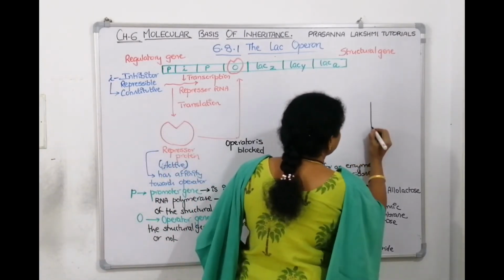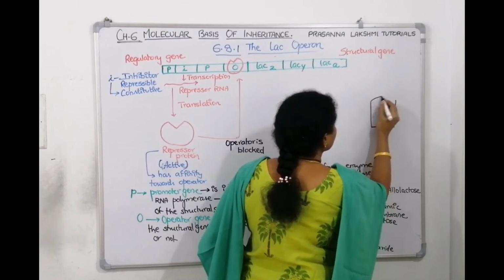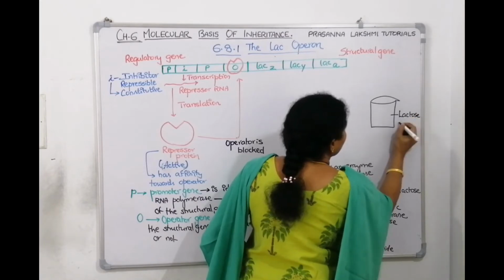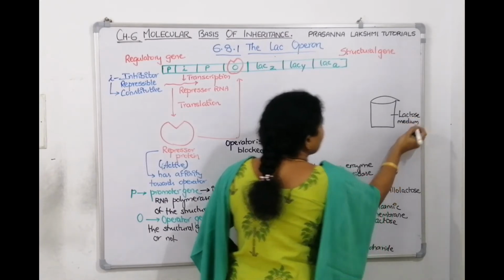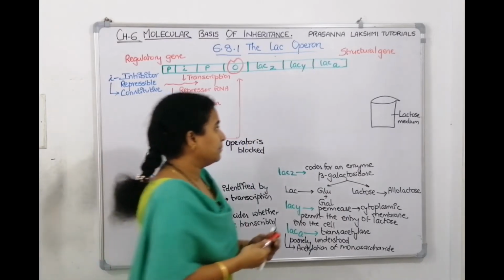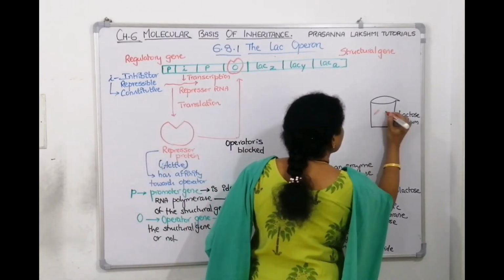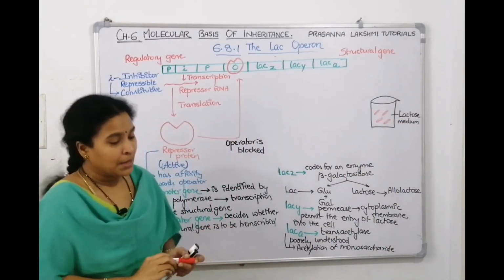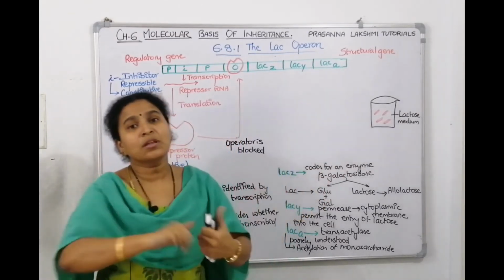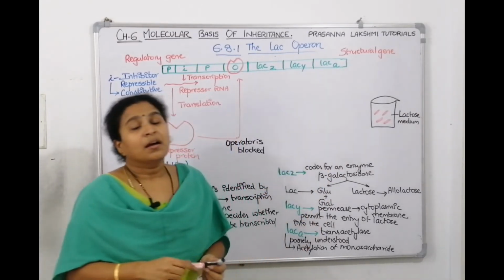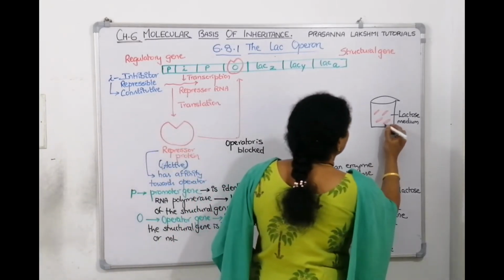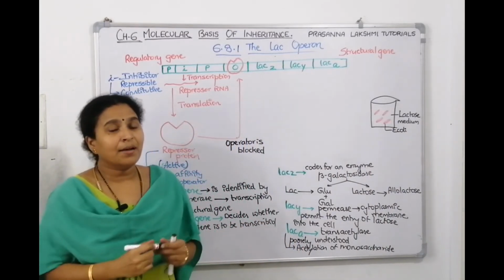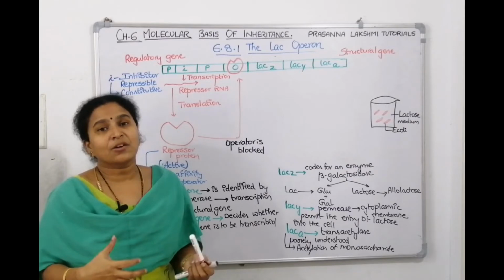Now take a beaker. In this beaker you have a lactose medium. In this lactose medium you have kept bacteria, E. coli. These are the bacterial colonies inside the medium. That means the environment around the E. coli is lactose. So the bacteria is in an environment where lactose is there. That means it should have a mechanism to take the lactose from there to get energy, right?